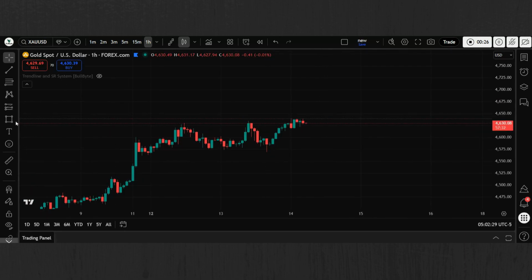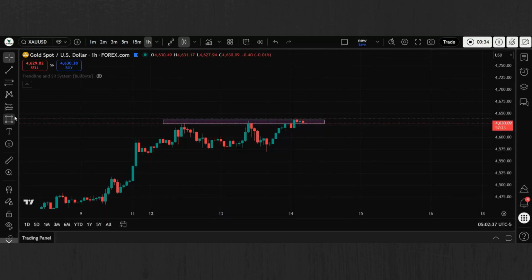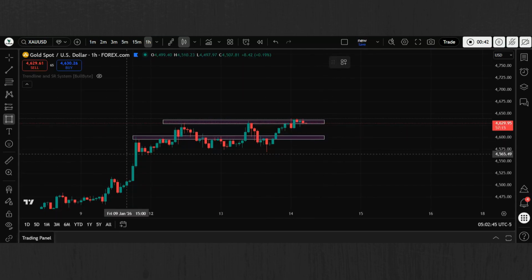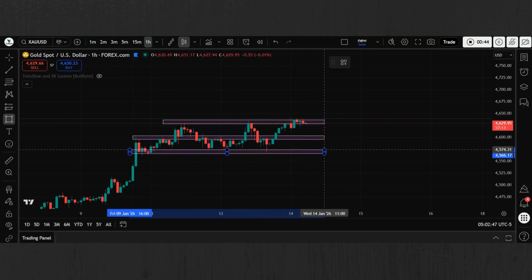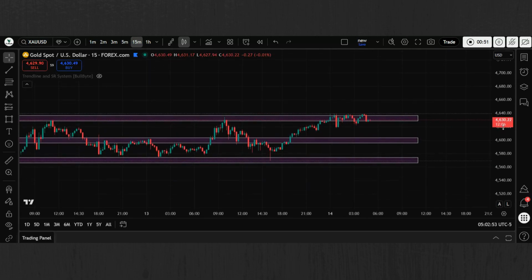So, let me start with the 1-hour chart. Here, I will mark the prominent zones and trend lines. These are the key areas where price has historically reacted, just like this. Now, let me come down to the 15-minute chart. Again, I will mark the levels and trend lines where price has shown clear interest and reaction. And finally, I will move to the 5-minute chart, which is my execution time frame.